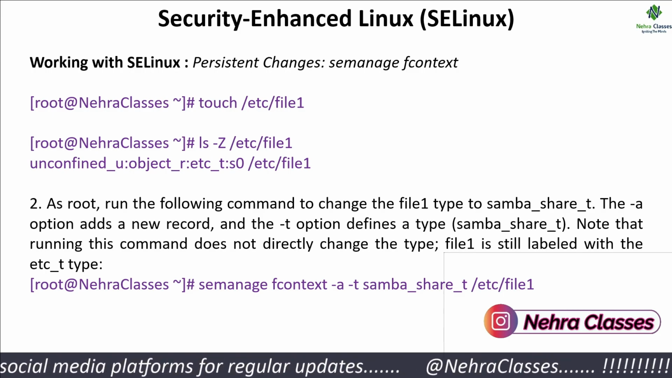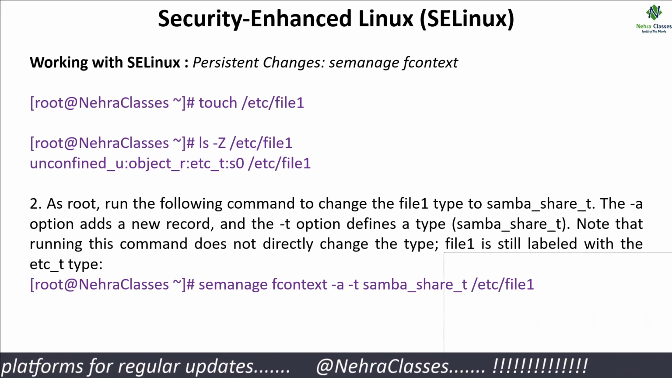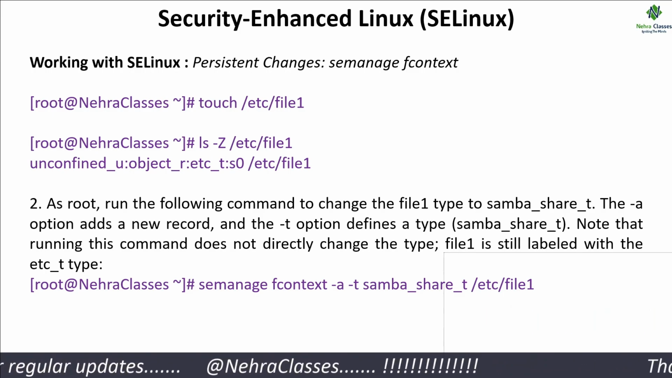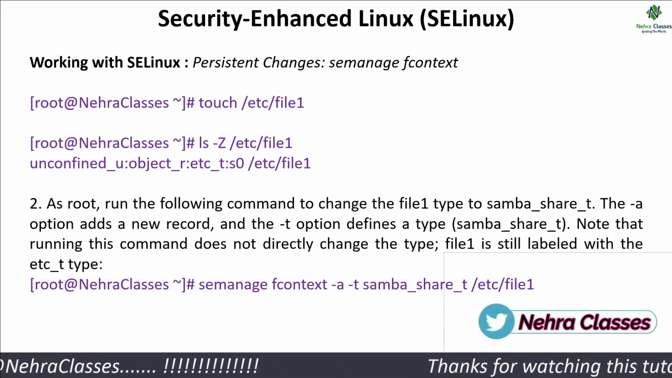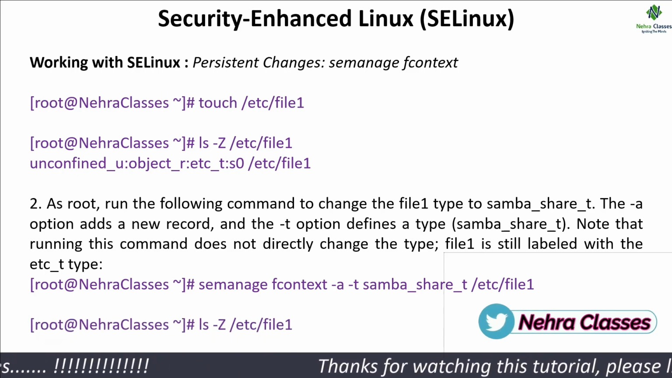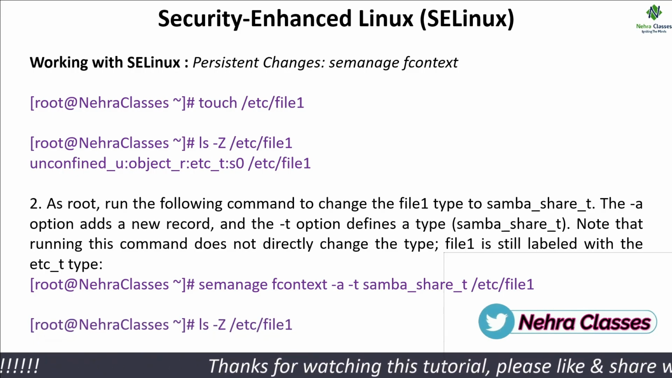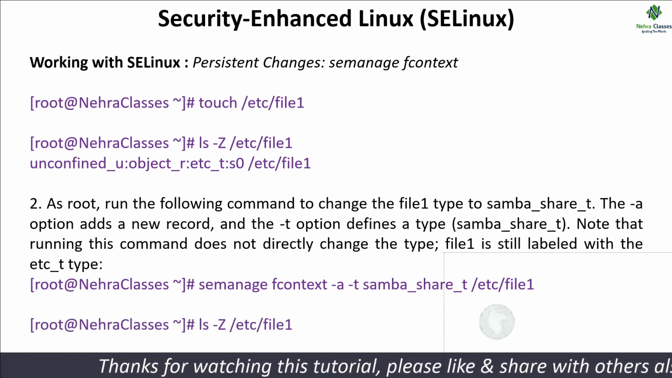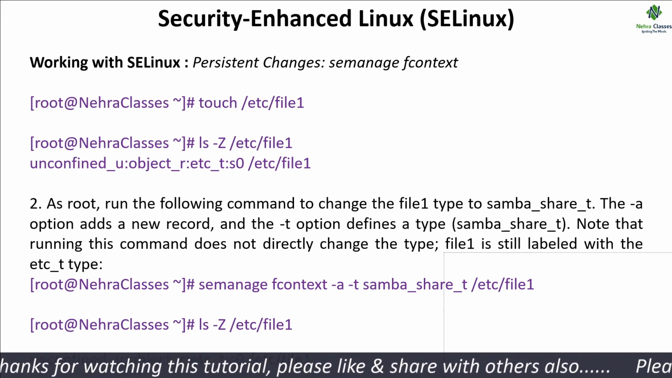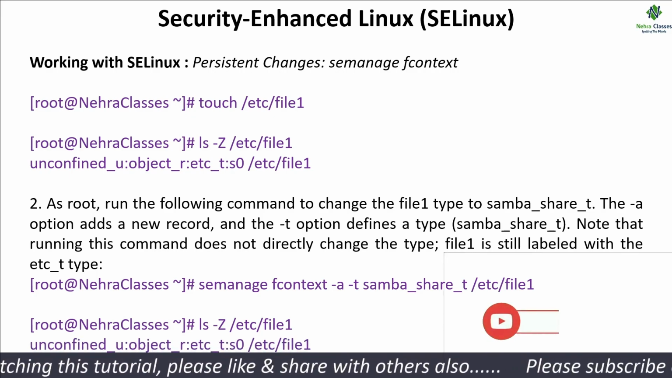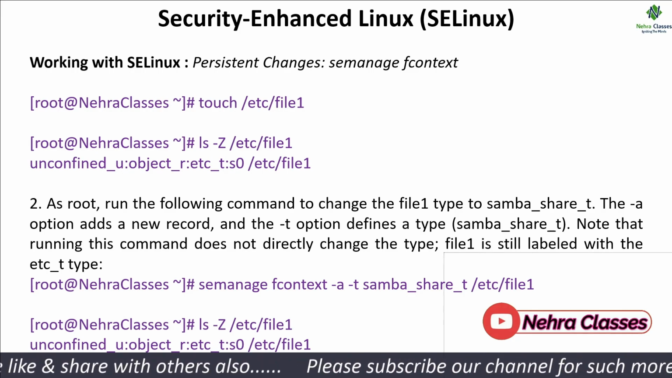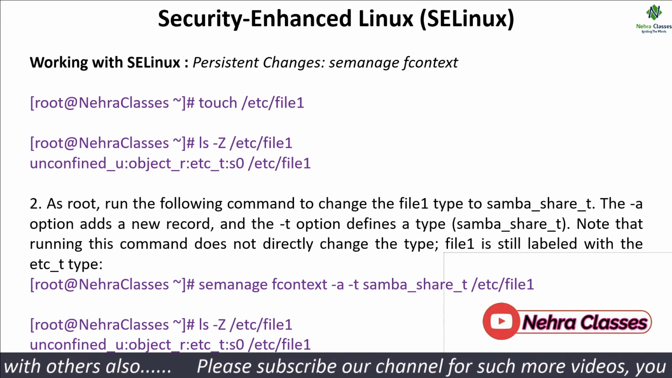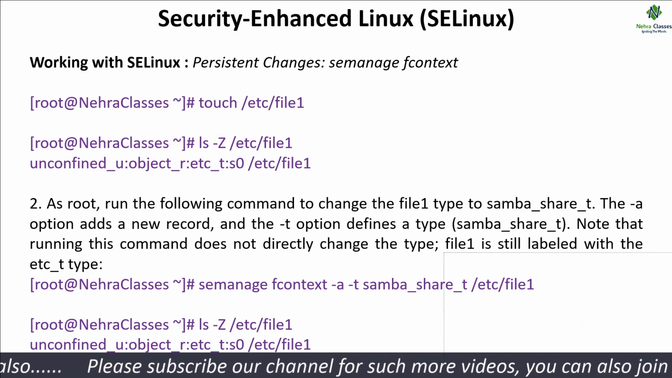So here we can execute semanage fcontext -a -t, and after that we mention the new type, that is samba_share_t, and after that the path to the particular file where we want to apply it. So we mention here /etc/file1. Now we will list the SELinux context by running the ls -Z command for this file, and here it will show up as etc_t. The changes which we have made have not been applied yet.